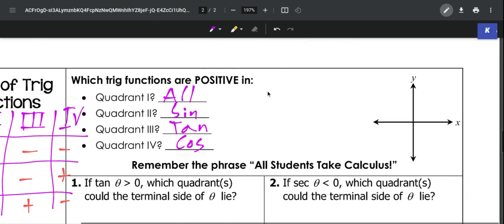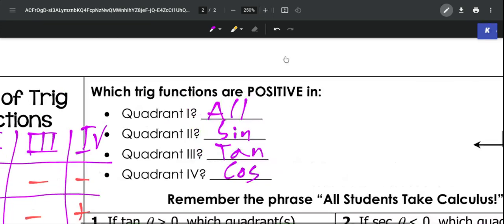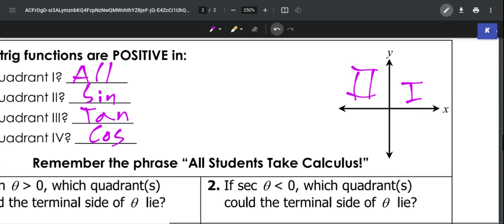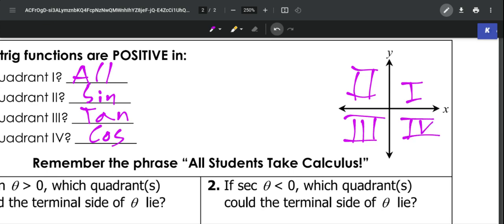So if you remember our quadrants, it works like a C. So we start off with 1 in the top right. Then quadrant 2 is the top left. Quadrant 3 is the bottom left. And then quadrant 4 is the bottom right. So those are your quadrants.